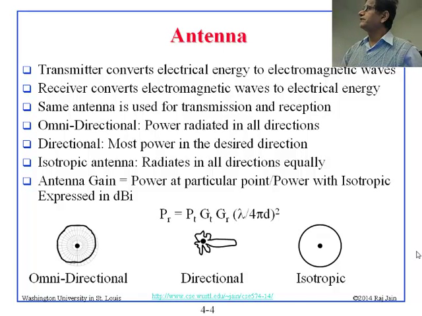GR, receiving antenna. So a receiving antenna can also be exactly like that. Okay? It may receive more from one direction than from the other. So you can have an isotropic receiving antenna, or you can have a directional receiving antenna. If you have a directional receiving antenna, then you have a GR as the gain, times lambda, and lambda is the wavelength that you are transmitting, divided by 4 pi d, whole squared.